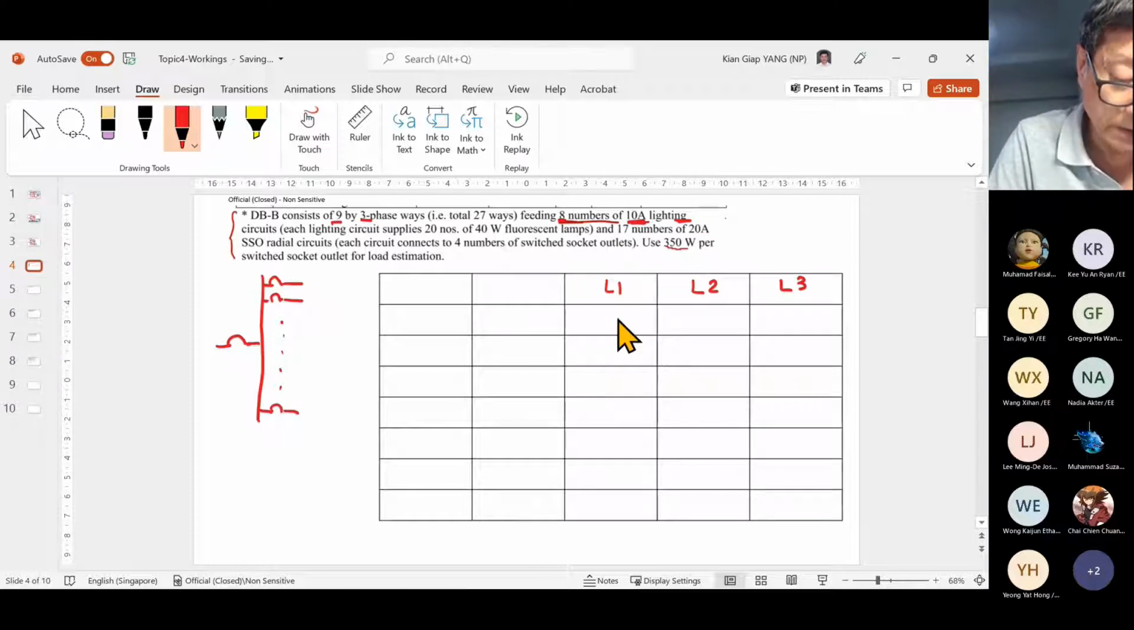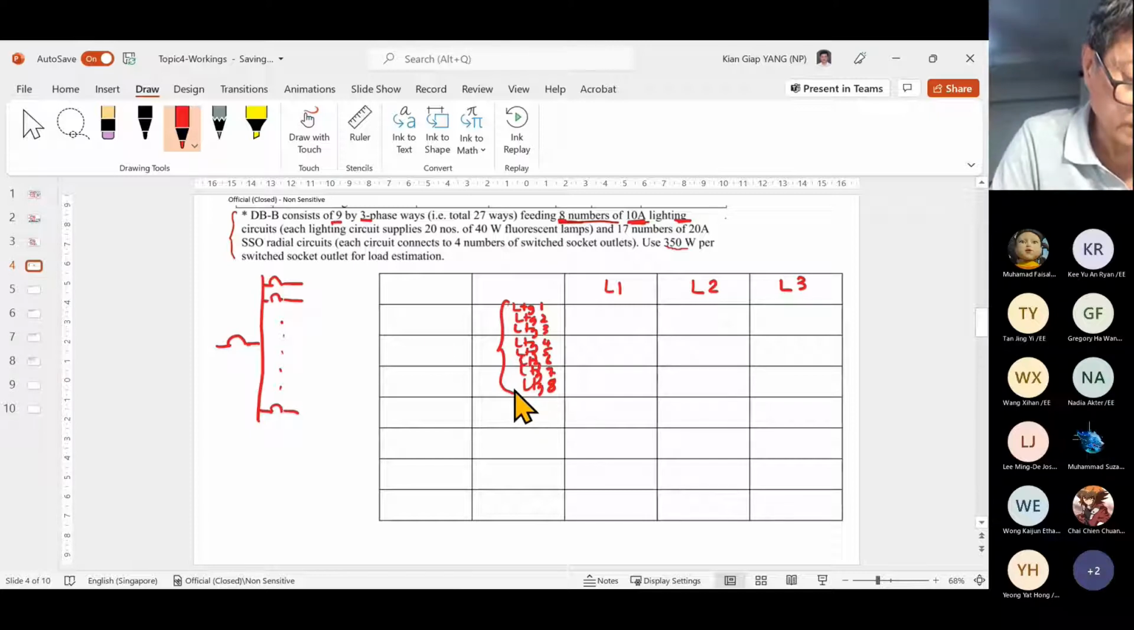So how do I split the circuit? Lighting circuit, how do I split the circuit? If I were to write down lighting circuit number 1, lighting circuit number 2, lighting circuit number 3, number 4, number 5, number 6, number 7, and number 8. All right. So each of these circuits, the load is the same. So all I need to do is calculate the I full load.